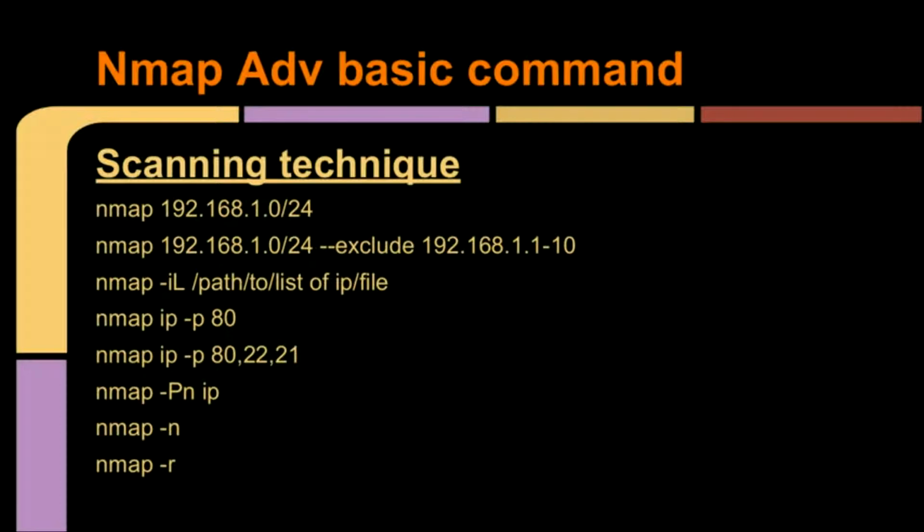In many VAPT cases, I have seen people provide a list of IP addresses, and in many cases I have found that people are running scans on individual IPs. So rather, make a list of those IP addresses and provide it as input to Nmap. So nmap -iL, that is input list, and the path of the list file where the IP addresses are written. Nmap -iL is a really useful command.